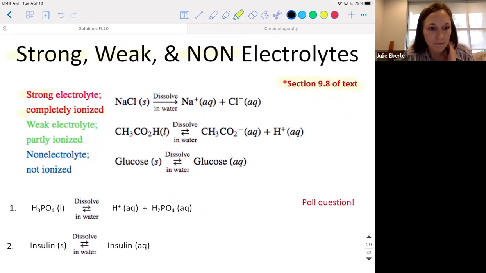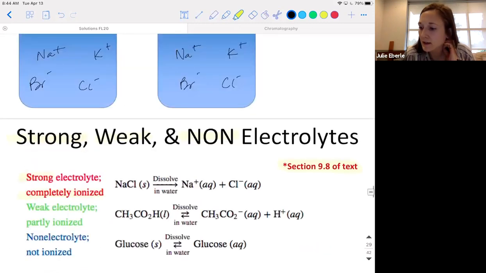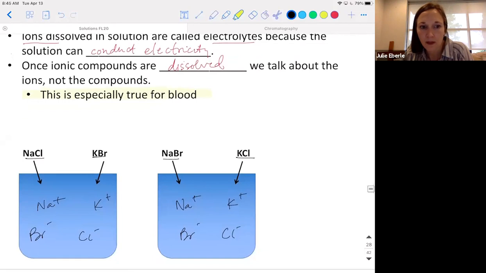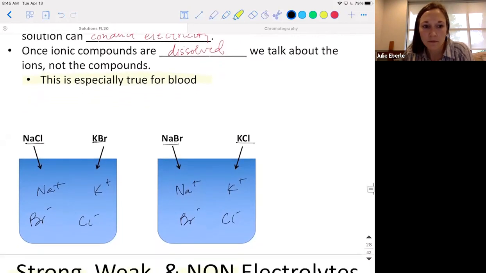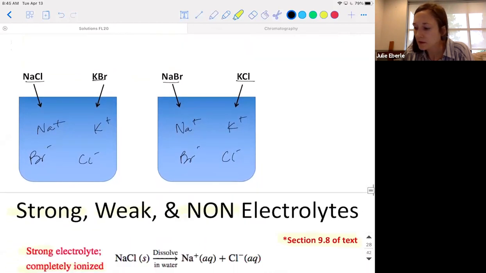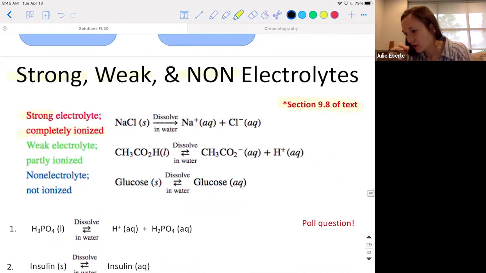What does that mean? Can I scroll to the slide above for 2 seconds? Is that good, Bailey? You bet. All right, back to strong electrolyte.